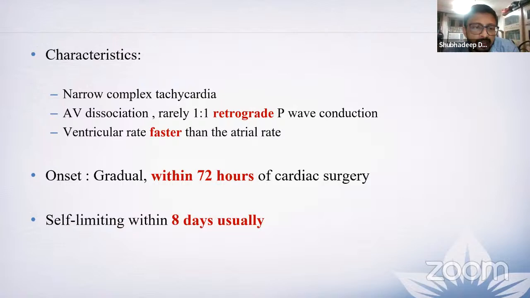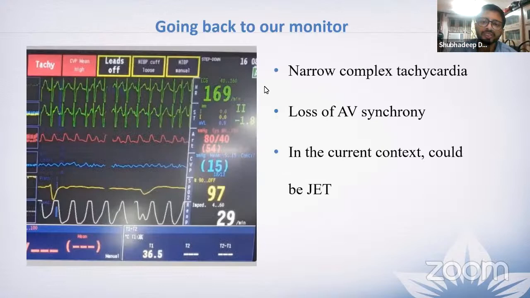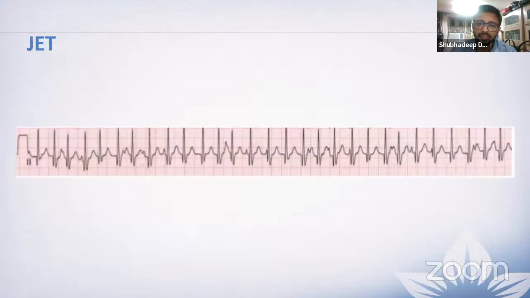So going back to our patient, our monitor picture showed a narrow complex tachycardia. There was loss of AV synchrony, and in the current context, it could be JET, right? So with JET, you can see here, it's a narrow complex tachycardia. You can see AV dissociation. Not all the QRS complexes are preceded by P waves, and some of the P waves seem to be falling on the T wave. So this is a typical VA dissociation.